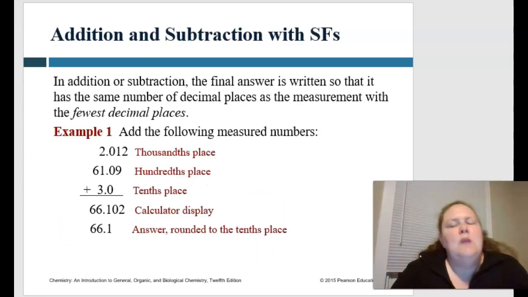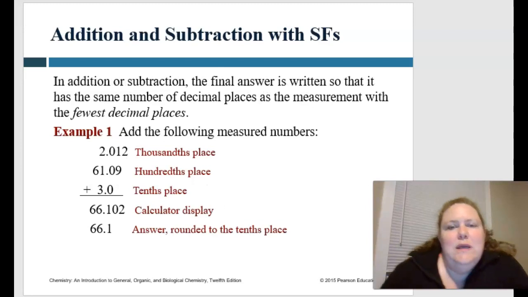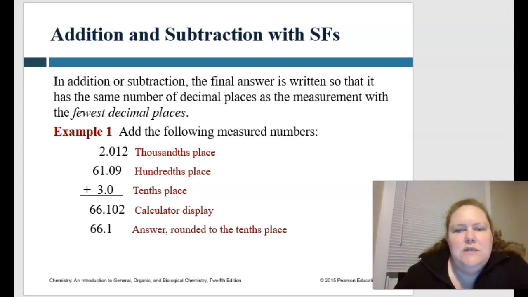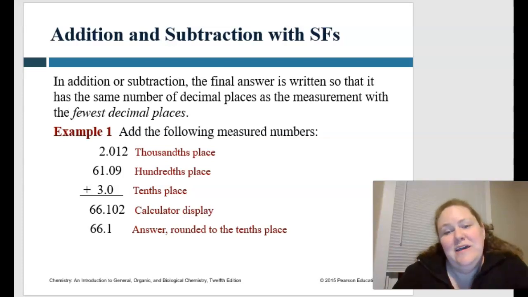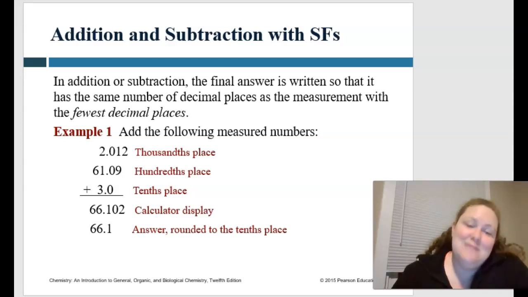All right. So when we add and subtract with significant figures, again, same rules apply. In addition and subtraction, the final answer is written so that it has the same number of decimal places as the measurement with the fewest decimal places. I tell you, I don't know what mathematicians like to do besides torture people, right? To come up with these rules. But they do. So we have to follow them.